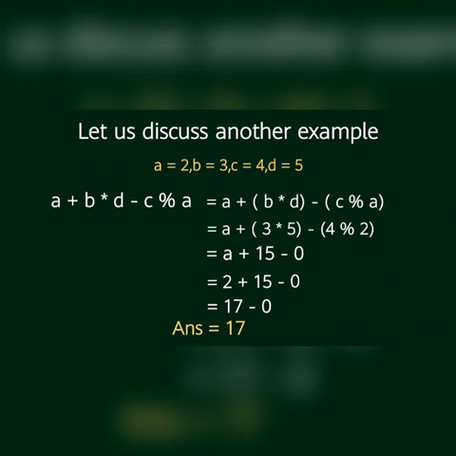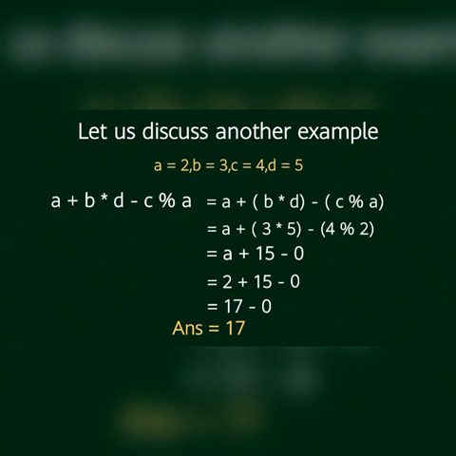Here is another example. Let a is equal to 2, b is equal to 3, c is equal to 4 and d is equal to 5. Here is an expression: a plus b multiplied by d minus c modulus a. Here multiplication and modulus have higher precedence when compared to addition and subtraction. So first we multiply and then take the modulus because their associativity is from left to right. So 5 into 3 is 15 and 4 modulo 2 is 0.